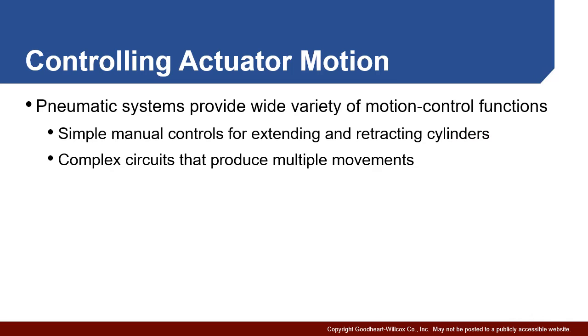So far, we've been discussing relatively simple actuator motion control, essentially just extending and retracting cylinders. But keep in mind, particularly with automated pneumatic systems, we want to be able to control the motion functions in a more complex way. Oftentimes, we may want to do a series of motions or motions that are going to be linked to each other in some way. So the next group of circuits we're going to look at are designed to produce multiple movements somewhat automatically.